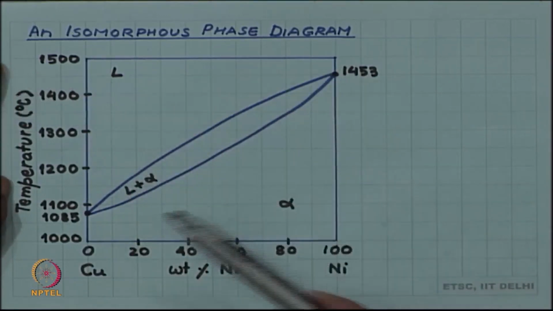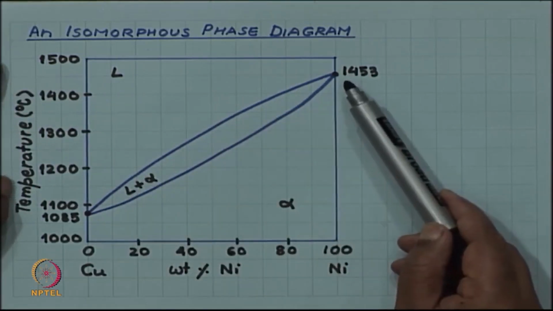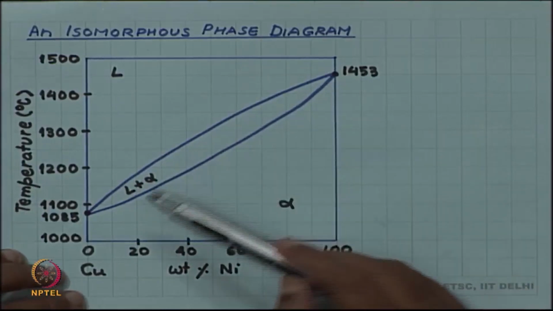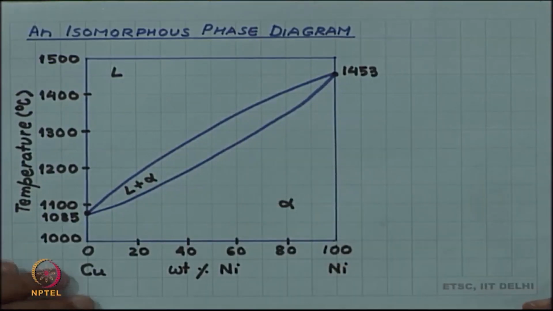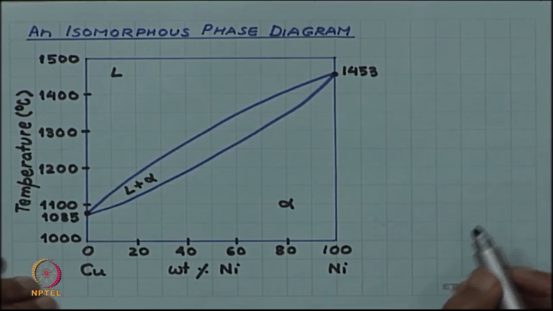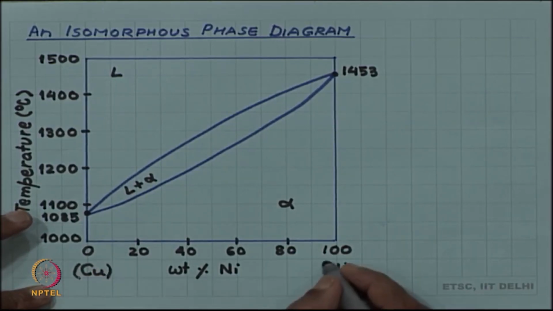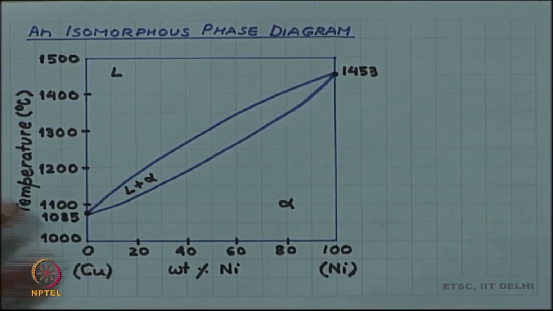temperature, and only two boundaries in the phase diagram, a liquidus boundary which is the upper line and the solidus boundary which is the lower line, are called isomorphous phase diagrams. Such systems, that is, such alloys which make such a diagram, for example the copper and nickel in this case, are examples of an isomorphous system.